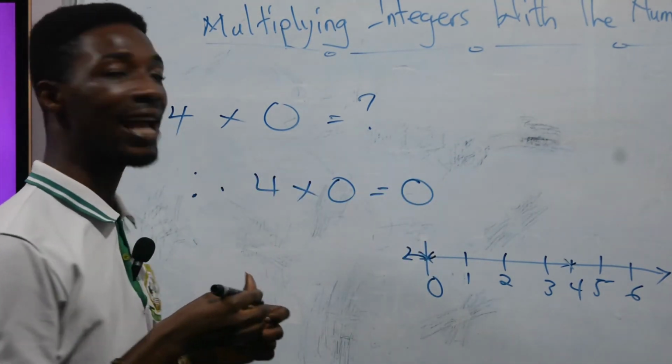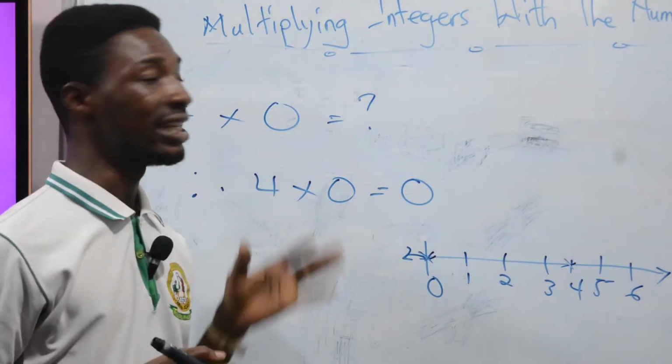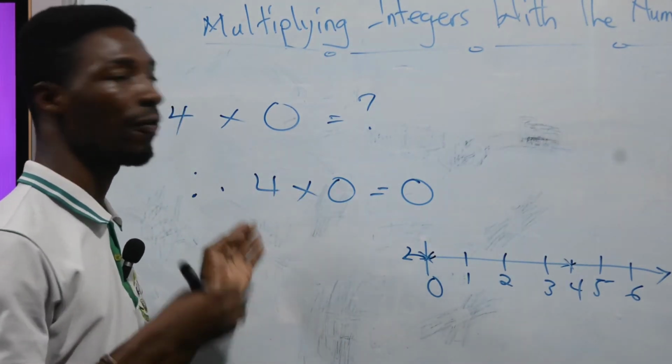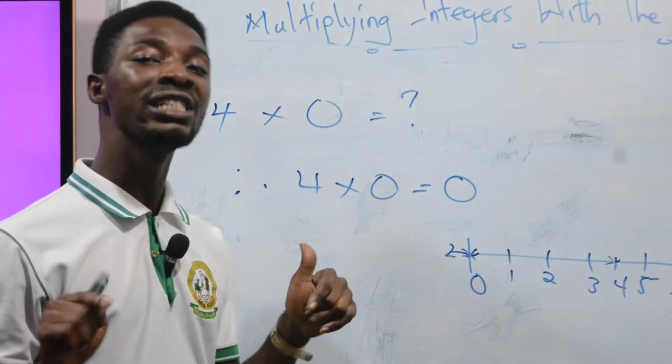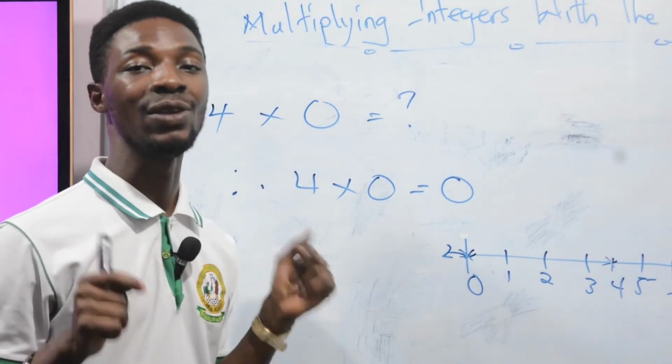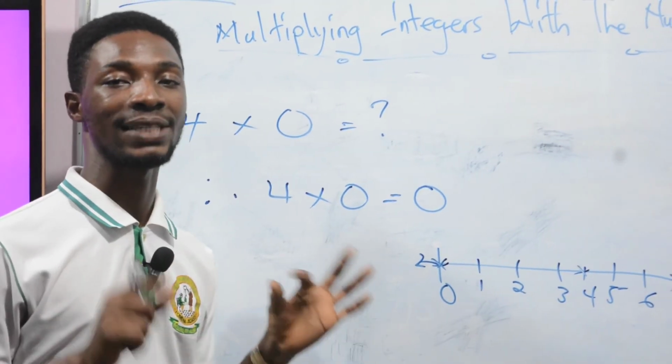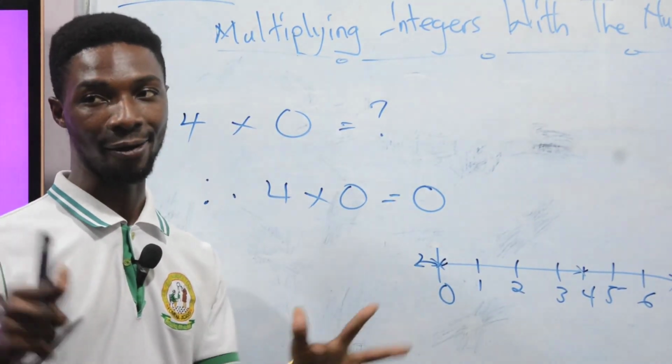So it doesn't apply to only 4 multiplied by 0. 0 multiplied by any number or any number multiplied by 0 is 0 because you cannot jump 0 times, neither can you jump any number of times in intervals of 0.